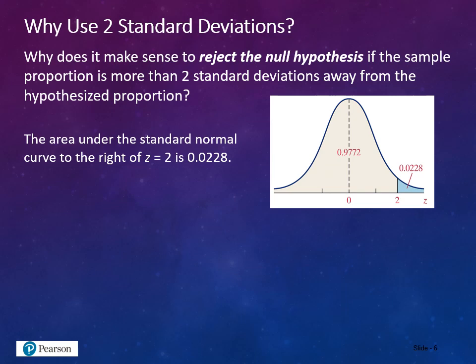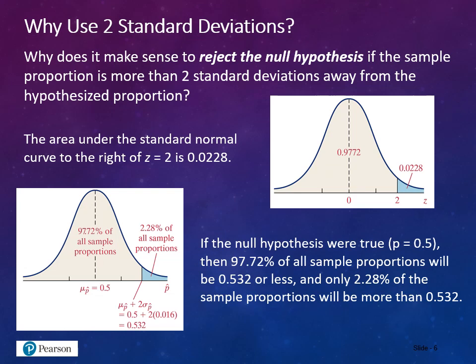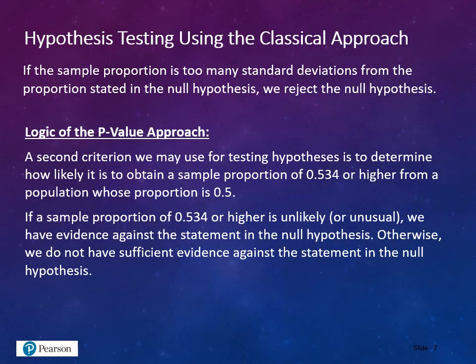Well, the area under the standard normal curve to the right of z equals 2 is 0.0228. If the null hypothesis were true, then 97.72% of all sample proportions will be 0.532 or less, and only 2.28% of the sample proportions will be more than 0.532. If the sample proportion is too many standard deviations from the proportion stated in the null hypothesis, we reject the null hypothesis.